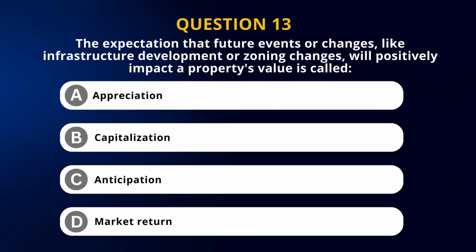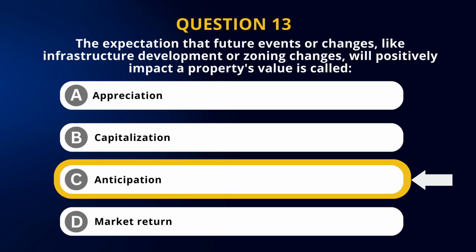Question number 13. The expectation that future events or changes, likely infrastructure developments or zoning changes, will positively impact a property's value is called: Letter A, appreciation. Letter B, capitalization. Letter C, anticipation. Letter D, market return. And the answer? Letter C, anticipation.